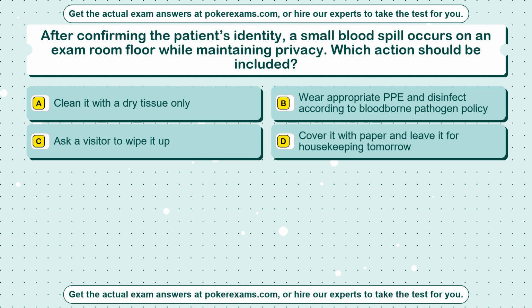Question 1. After confirming the patient's identity, a small blood spill occurs on an exam room floor while maintaining privacy. Which action should be included? Option A. Clean it with a dry tissue only. Option B. Wear appropriate PPE and disinfect according to bloodborne pathogen policy. Option C. Ask a visitor to wipe it up. Option D. Cover it with paper and leave it for housekeeping tomorrow.